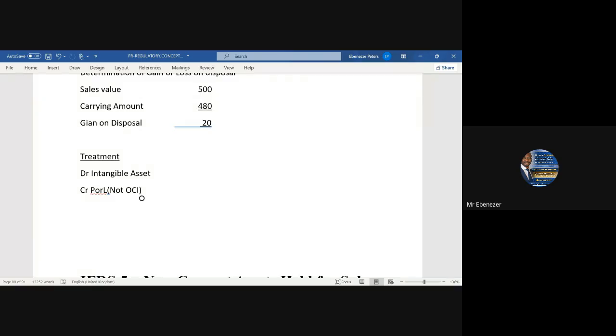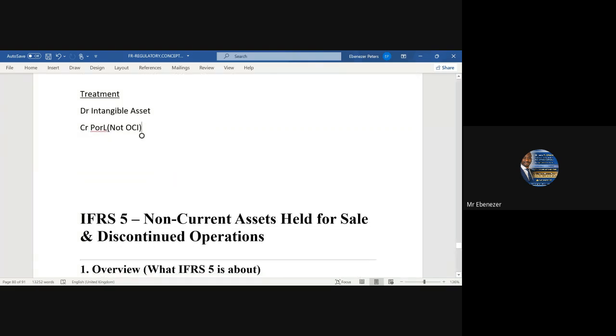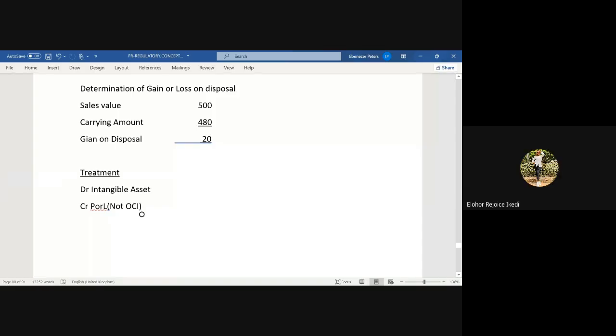Any other question? I'm sure we are clear. Intangible assets is not something that should be giving you headache. It's very cheap, very simple. Everything about it is what we have discussed. Any question? I'm sure no question. So let's go ahead.